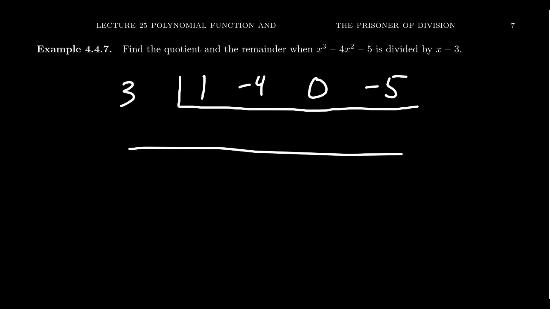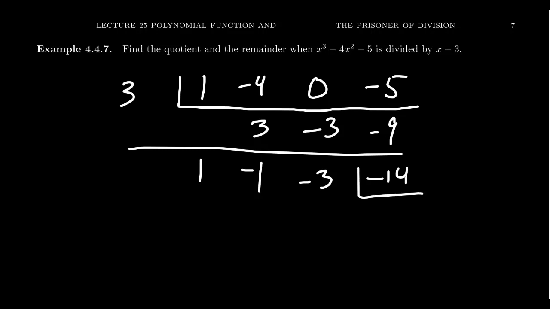So with synthetic division, we get the following. Bring down the 1. 1 times 3 is 3. Negative 4 plus 3 is negative 1. Negative 1 times 3 is a negative 3. Plus 0 is a negative 3. Negative 3 times 3 is negative 9. Plus negative 5 is a negative 14. That's the last term, so that's going to be the remainder.